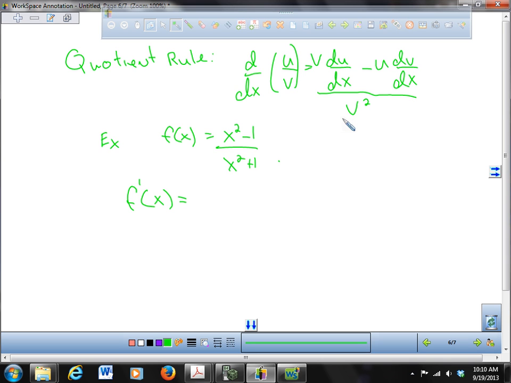Okay, and there's various acronyms or little rhymes that you can make up to help you remember. Okay, but I think it's like d top minus top d. I don't know. You can look it up on the internet. But there's all kinds of clever ways that people remember it. But so in order to do this, I'm going to take the bottom, x squared plus 1, times the derivative of the top. What's the derivative of the top?